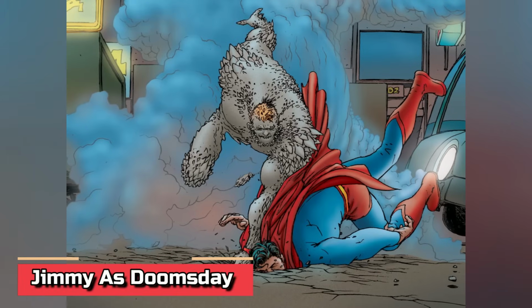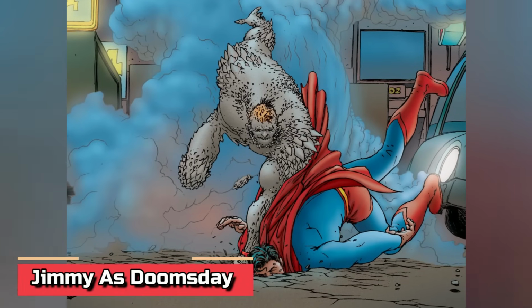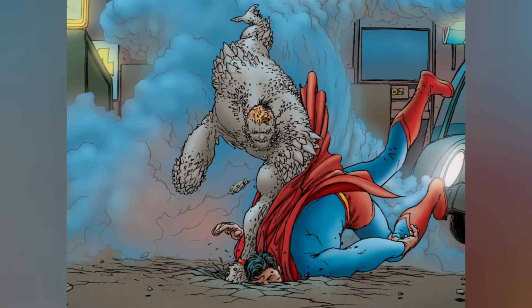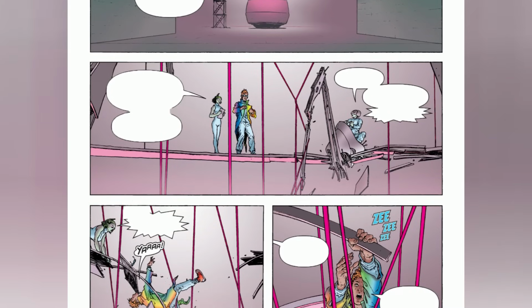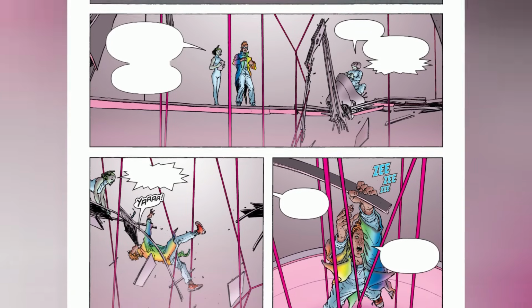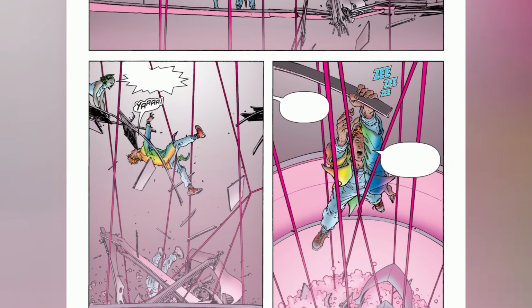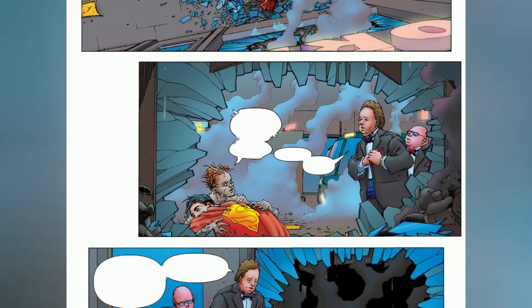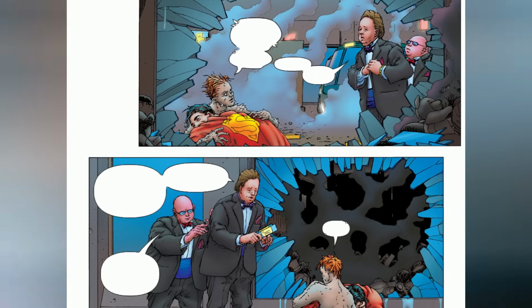Jimmy as Doomsday. In All-Star Superman number 4, Jimmy Olsen is on a tour of Project, a secret government facility that is researching Doomsday. Jimmy accidentally falls into a portal to the Underverse, where he is exposed to Doomsday's DNA. Jimmy is transformed into a Doomsday variant, and he begins to attack the Project facility. He is eventually defeated by Superman, but he is not killed. Instead, he is returned to the Underverse.